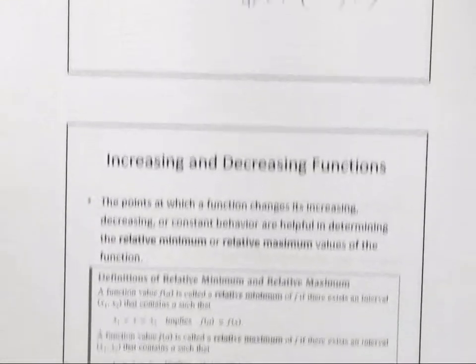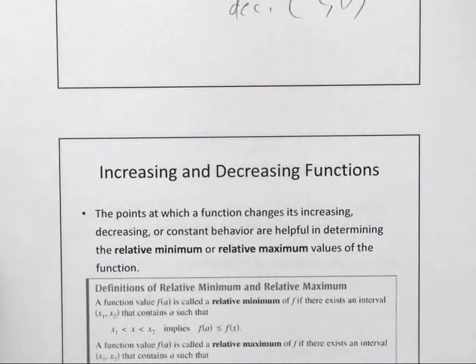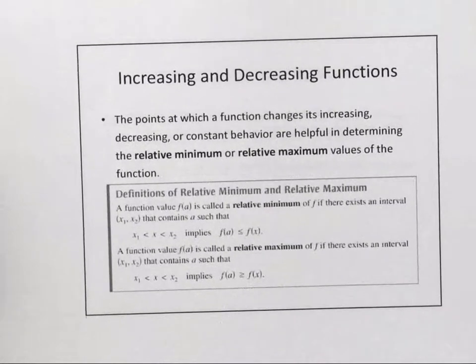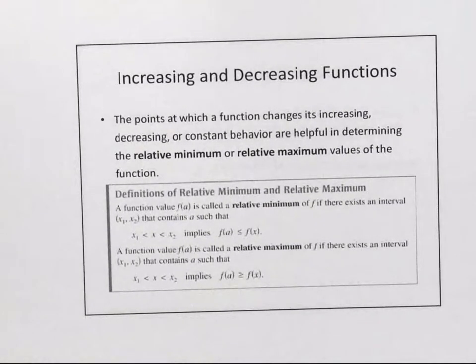So, as far as the terminology goes, you have a relative min and a relative max. Relative min obviously is a low point where anything around it is above it. Relative max, anything directly around it is below it. Okay?